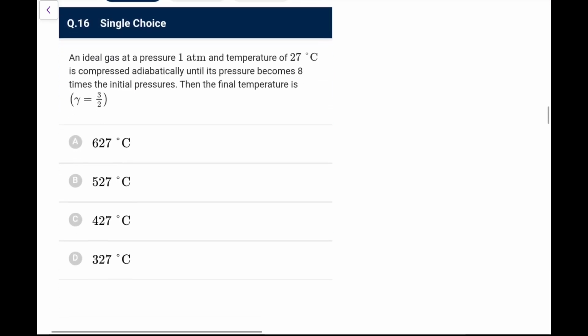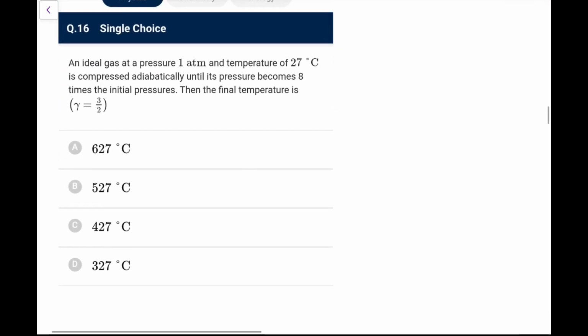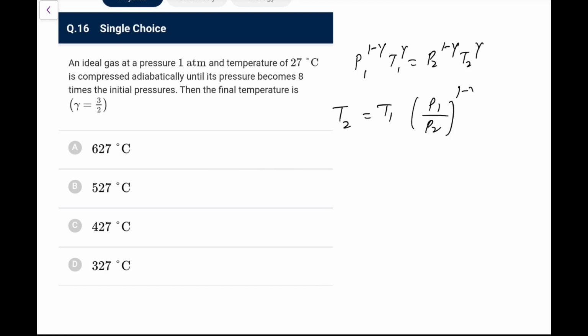Next one. An ideal gas at 1 atm and 27 degrees is compressed adiabatically until the pressure becomes 8 times. The final temperature would be? We know the formula that P to the power 1 minus gamma times T to the power gamma remains constant. So P1 to the power 1 minus gamma T1 to the power gamma is P2 to the power 1 minus gamma T2 to the power gamma. So T2 would be T1 into P1 upon P2 to the power 1 minus gamma upon gamma, I can write.